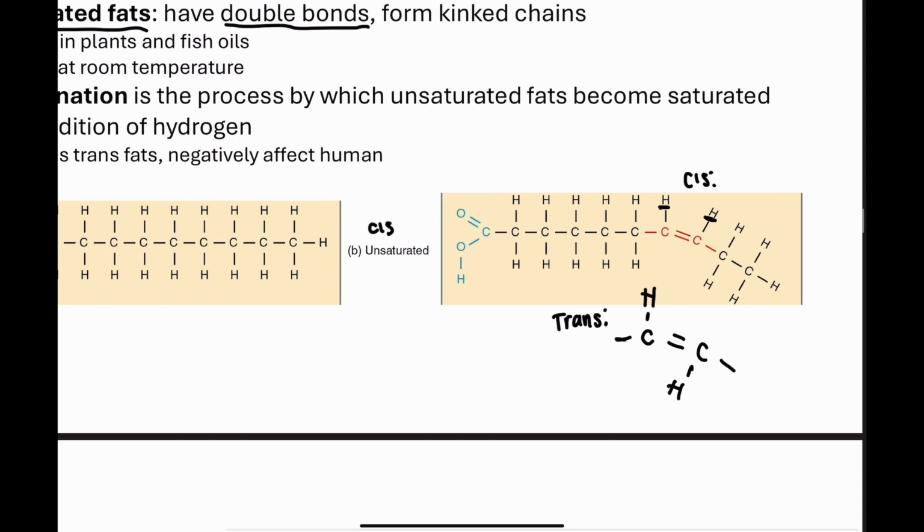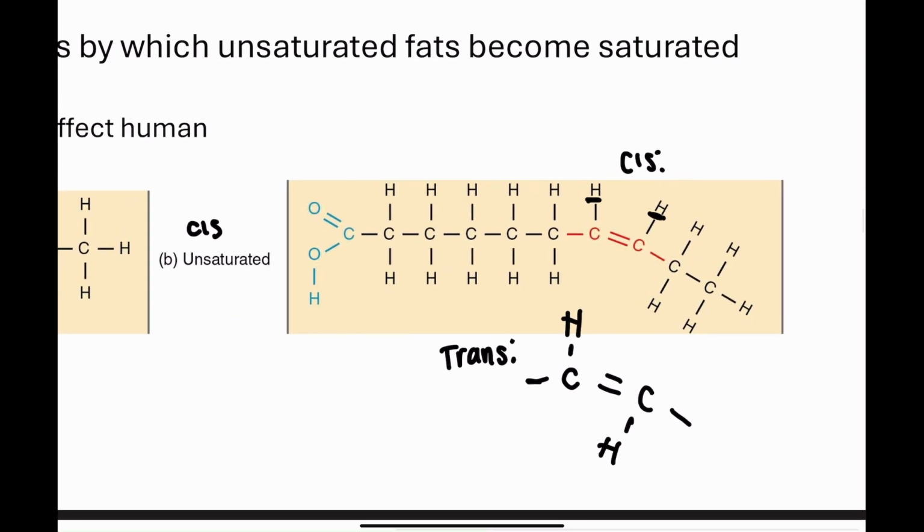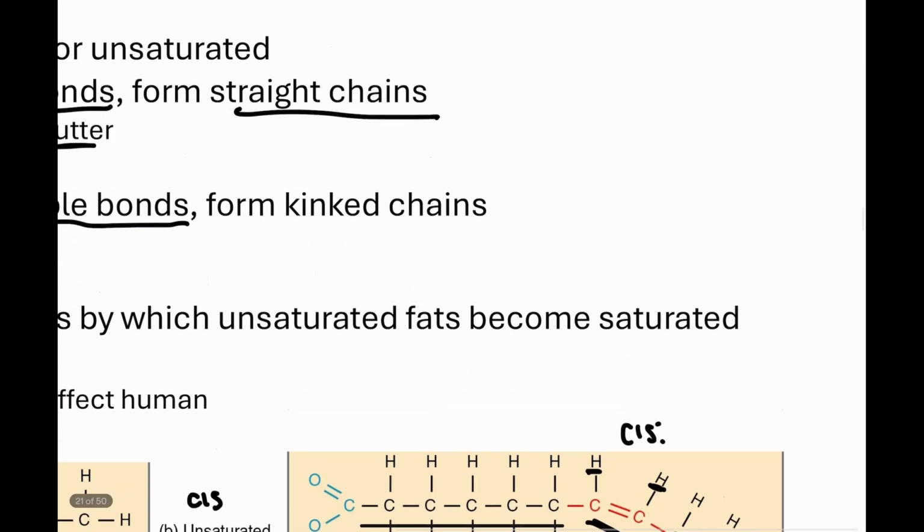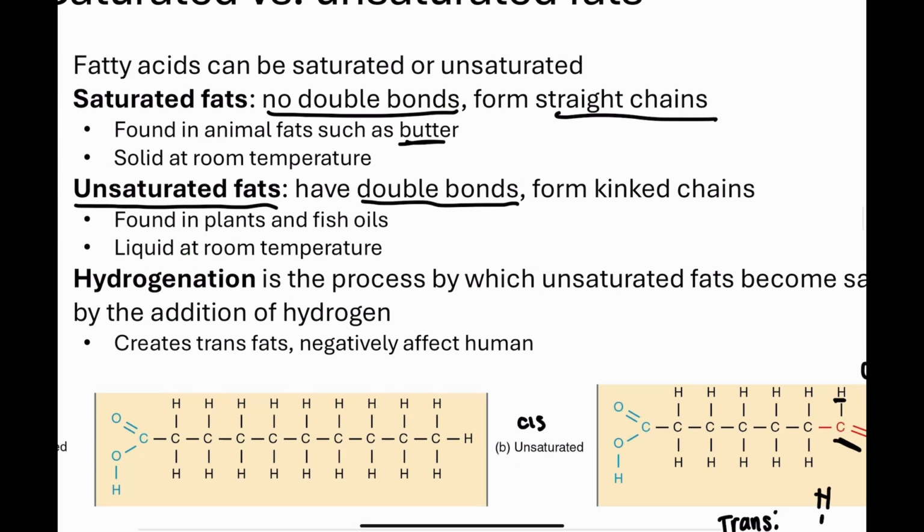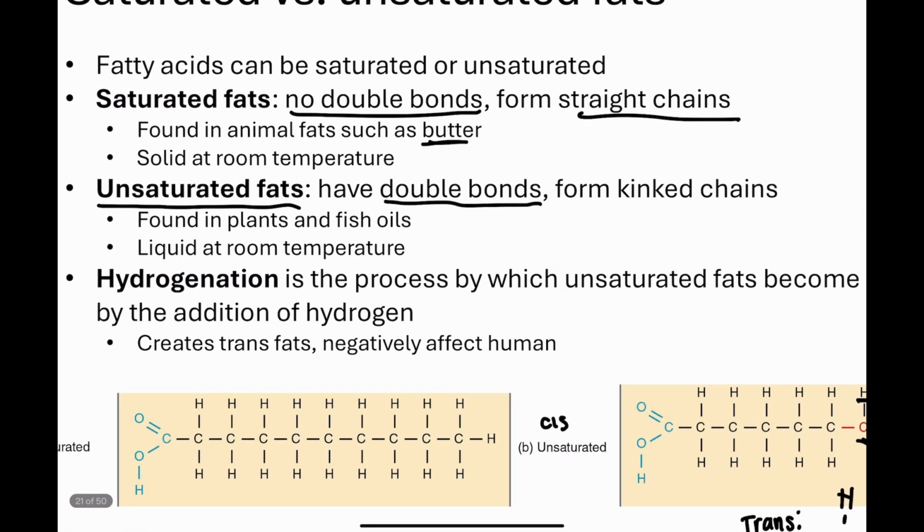So basically, what happens when we have these carbon-to-carbon double bonds is that our chain is no longer straight. It's going to be kinked. And this kink, this bend in the chain, is going to stop it from being able to be tightly packed, which is why our unsaturated fats are liquid at room temperature. And that includes our plant and fish oils, such as olive oil.